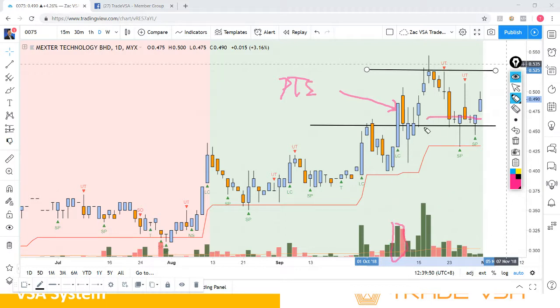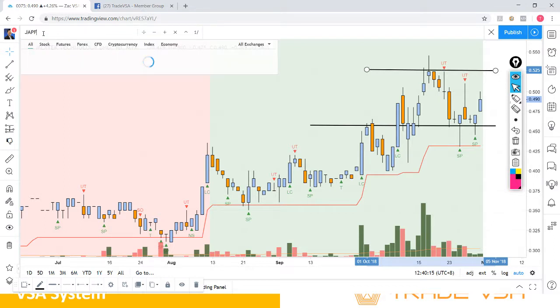So I have two spring bars, just dipping below the support and then pushing back up again, and then today we have a confirmed spring. So for me currently, in this stock we definitely see some strength, and participation from smart money. So let's see what happens next week.